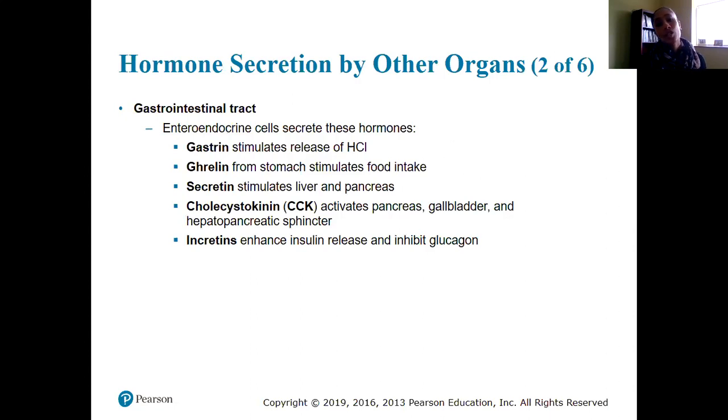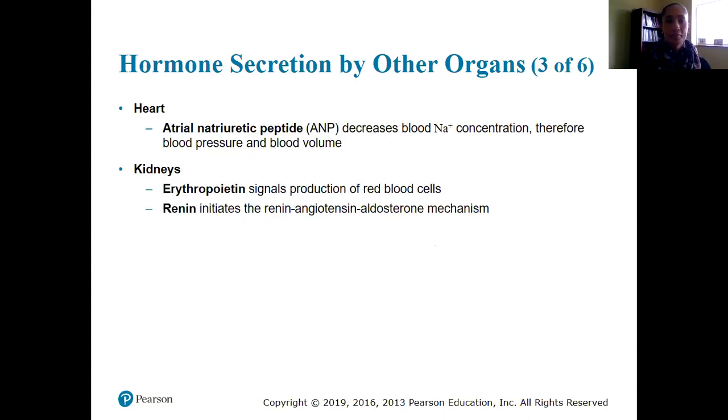So if we need to have more uptake of glucose so that we can get rid of excessive glucose in our blood, it's going to enhance the response of insulin within our bodies and then inhibit glucagon, which would cause more glucose to be put into our blood.